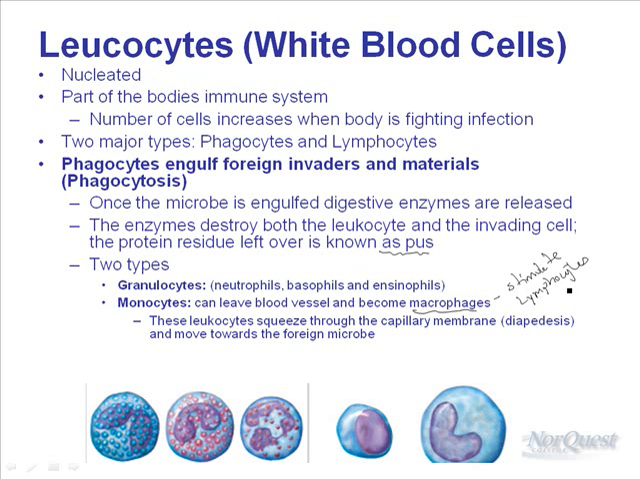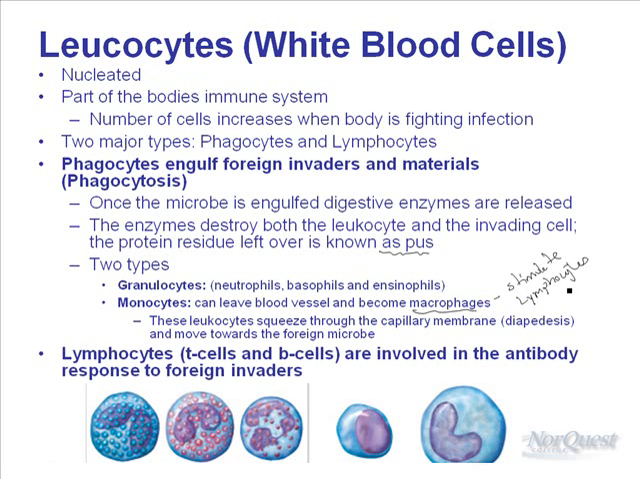So, the leukocytes squeeze through a capillary membrane. It's called diapedesis when they do so, and they can move towards foreign microbes. The lymphocytes are involved in an antibody response against foreign invaders. And as we go on and talk more about immunity, we'll find out more about exactly what a lymphocyte is.